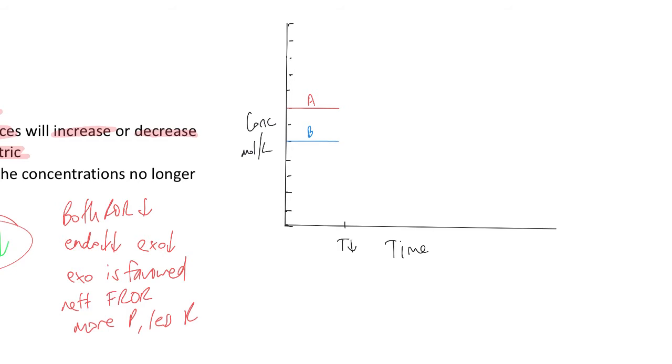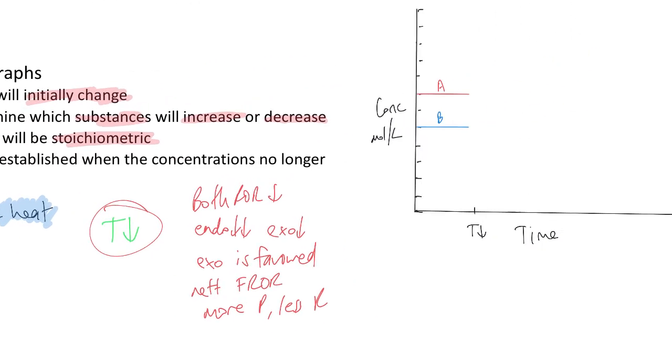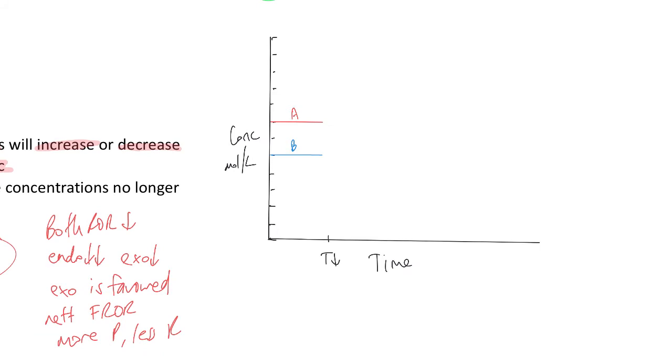Okay, so I need more products and less reactants. I can't remember which one's which. Okay, so B is a product and A is a reactant. So I'm going to have more of B and less of A. So I know that I'm going to have more of B, so let's start off with more of B.